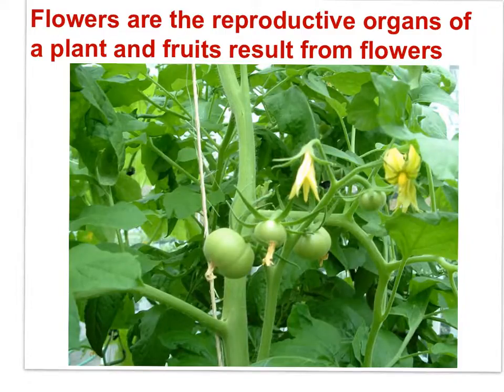Plants are composed of roots, stems, leaves, and flowers. Flowers are the reproductive organs of a plant. Meiosis occurs in the flower to produce both the male and female gamete. In this photo, we see flowers and fruits. The fruit develops from the flower following fertilization. The seeds are found within the fruit.